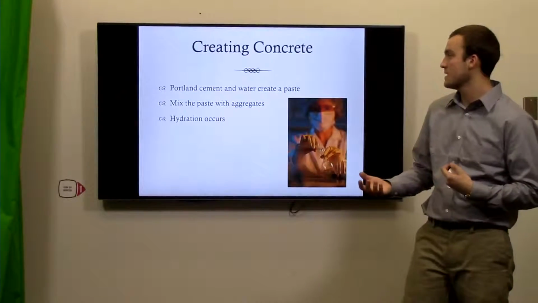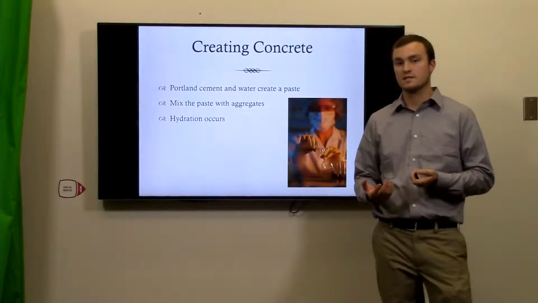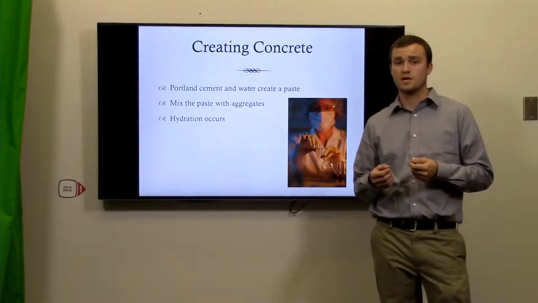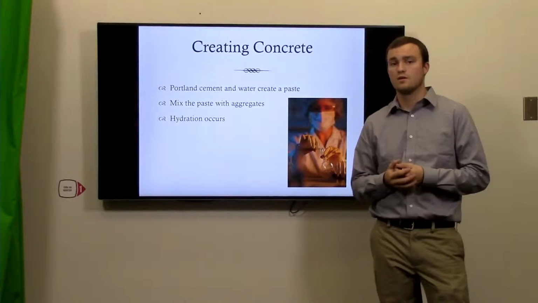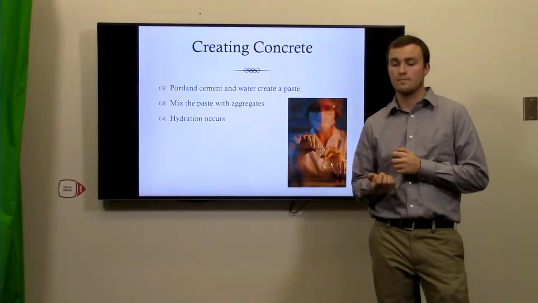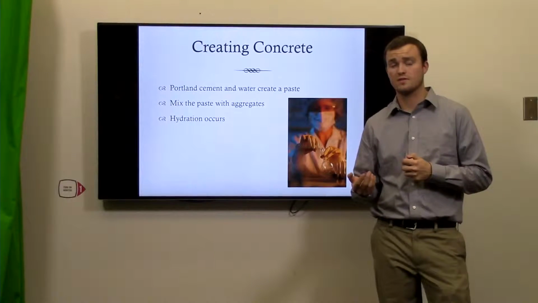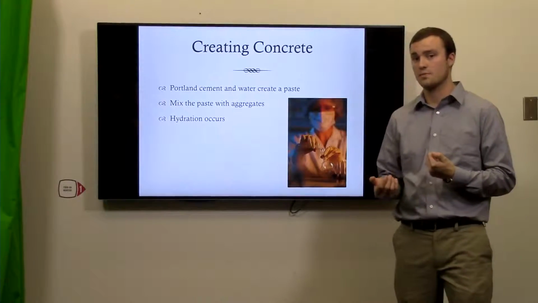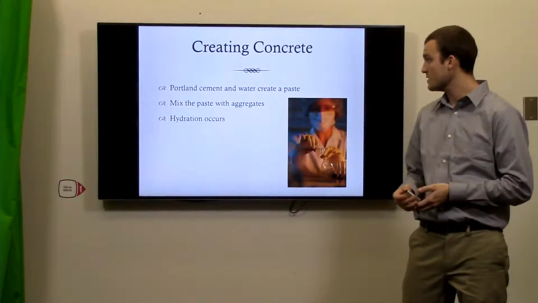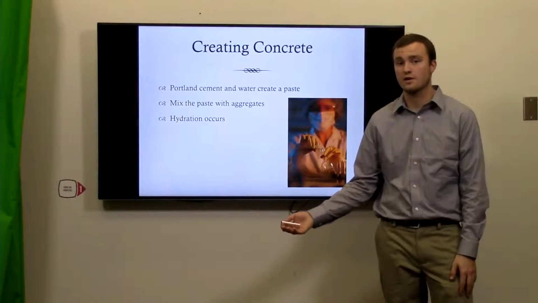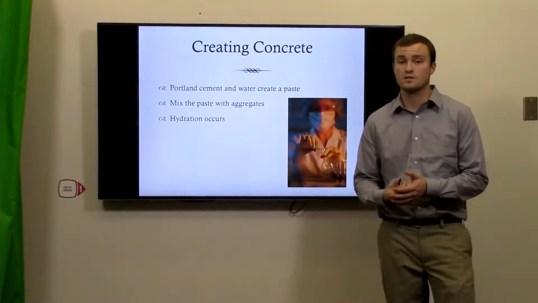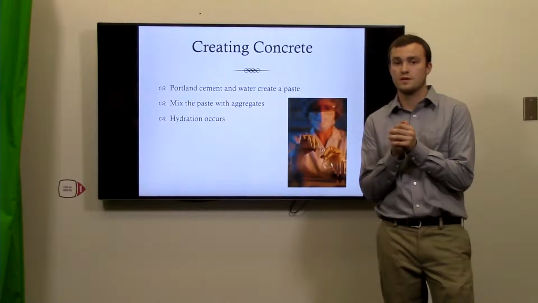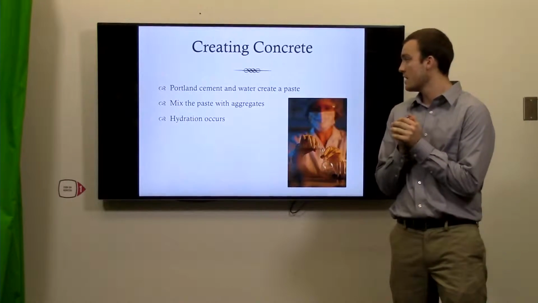Now, the Portland cement and water are used to create a paste. With that paste, there's a water-cement ratio. The water-cement ratio dictates how much strength is going to be in your concrete. It always varies depending on what type of Portland cement you're using. You then mix that paste with the aggregates, and the aggregates combine together to make a strong product.